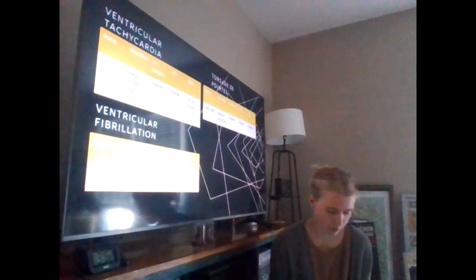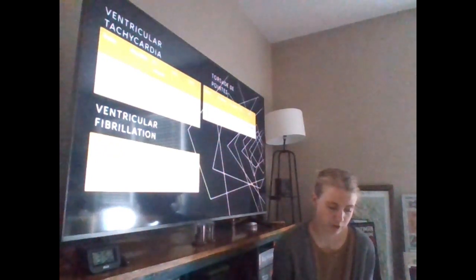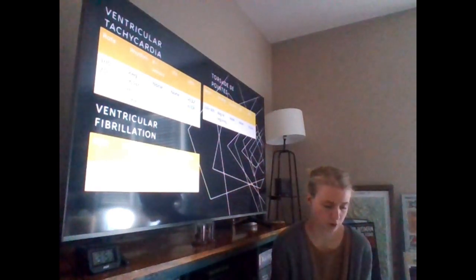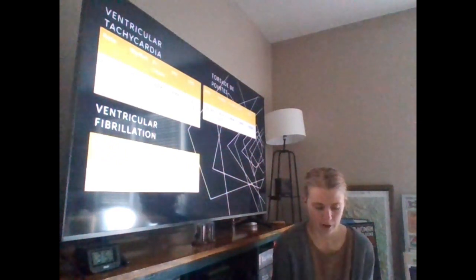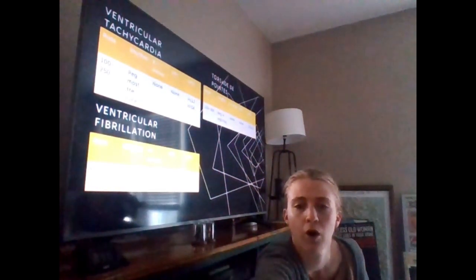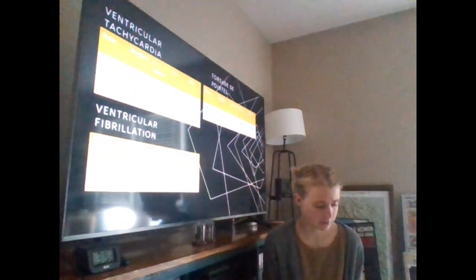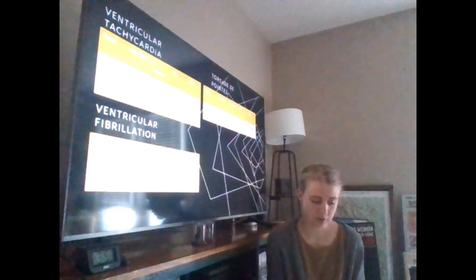Alright, and now we have our code rhythms. Your ventricular tachycardia is going to be a rate between 100 and 250. It's going to be mostly regular. You're not going to have any P waves, so you're not going to have a PRI. And your QRS complexes are going to be wide. They're going to be over 0.12 seconds.